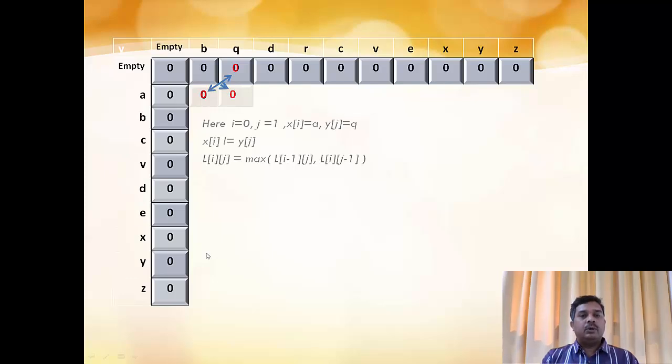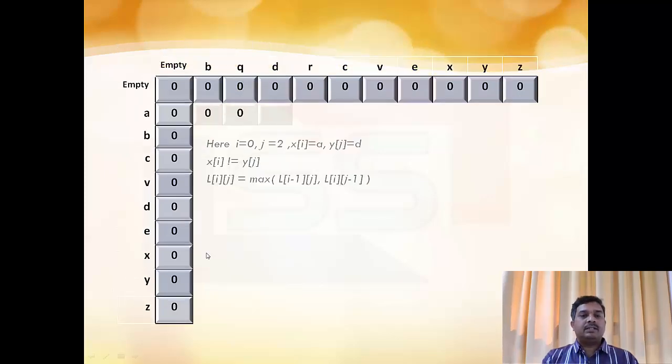Here also the Xi value is A and the Yj value is Q. So we are going to take the maximum. For easy understanding, if we take this element, we have to take the just upper element and the just left element. Between these two elements you have to take the maximum. For this cell, the upper element is 0, the left element is 0, so we take the maximum of these two and the value is 0.